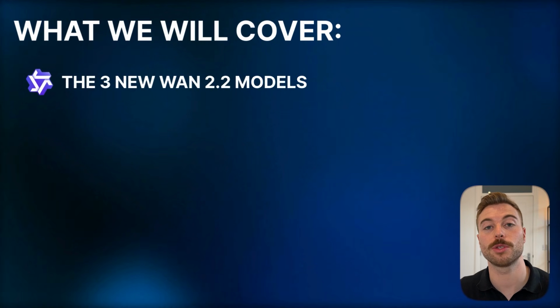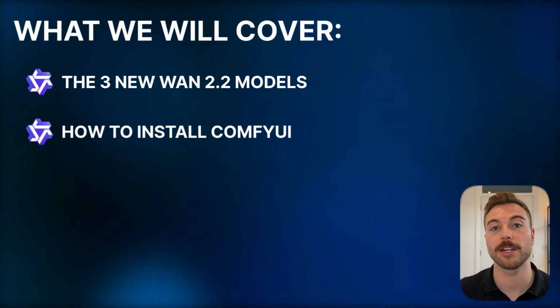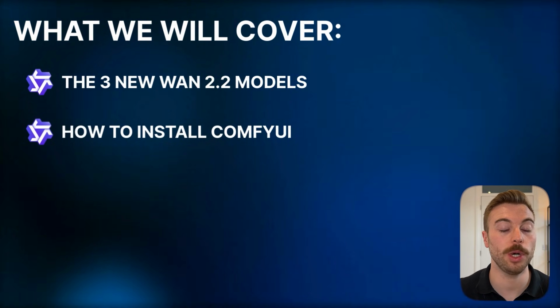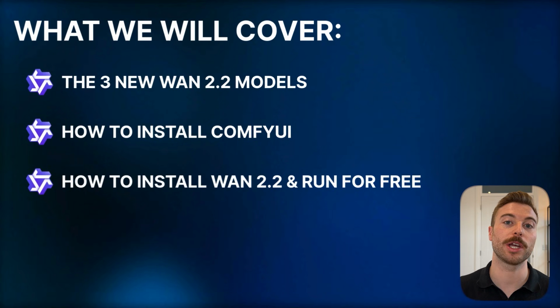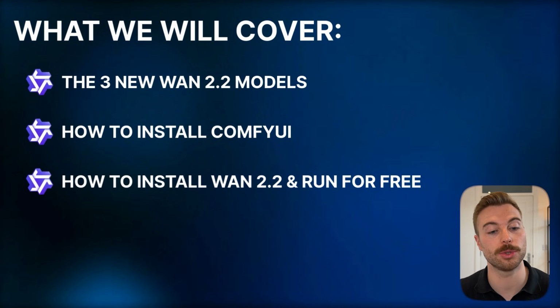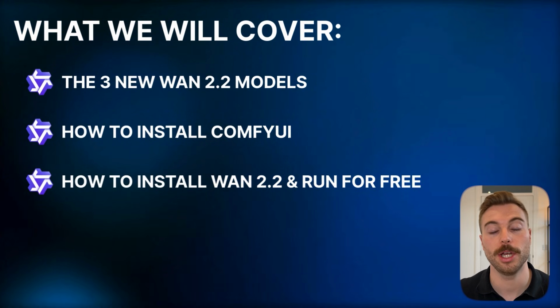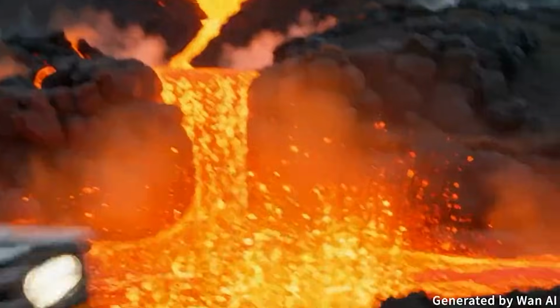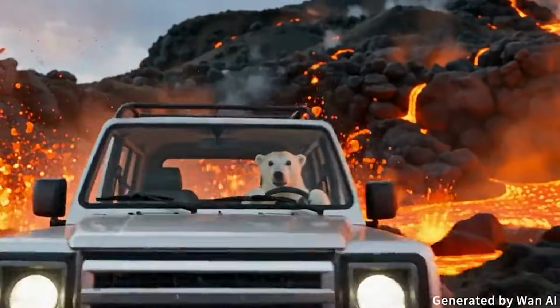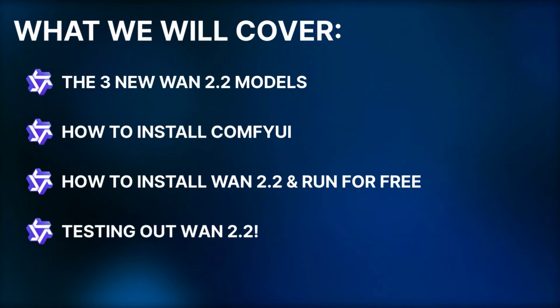In today's video, we're going to cover the 3 different models that WAN has released. We're then going to cover how to install ComfyUI, so we've got a nice, easy interface to use it with. And then we're going to show you how to install WAN 2.2 so that it's completely free to use on your local computer. And we're going to get into some examples, what it looks like, some great prompts, and much, much more.